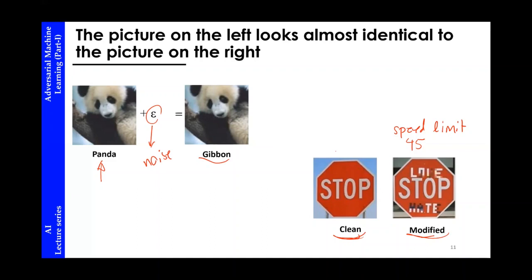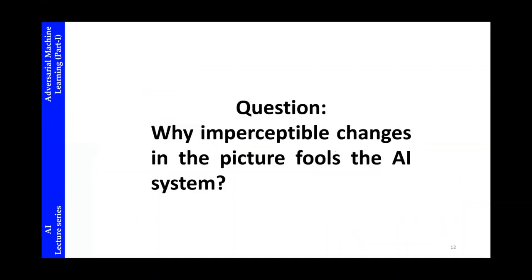And the question here is why imperceptible changes to an image can fool the AI system. The reason is that computers see pictures differently than humans do. And this gives an advantage and a disadvantage to AI systems. For example, we know that artificial intelligence systems are very good at reading barcodes and QR codes. They do their job very well and very fast.